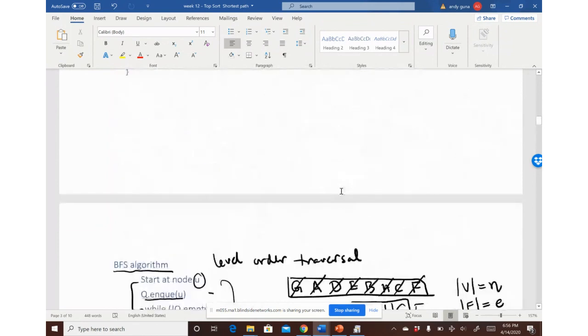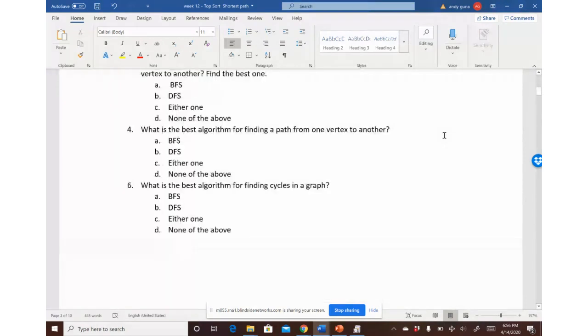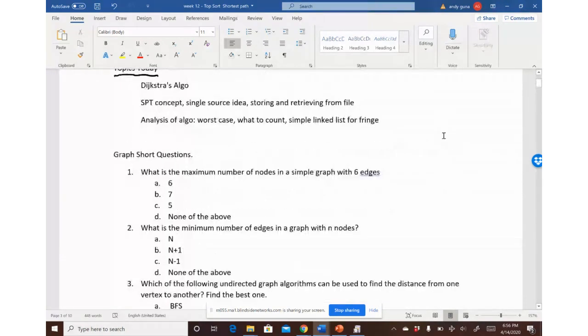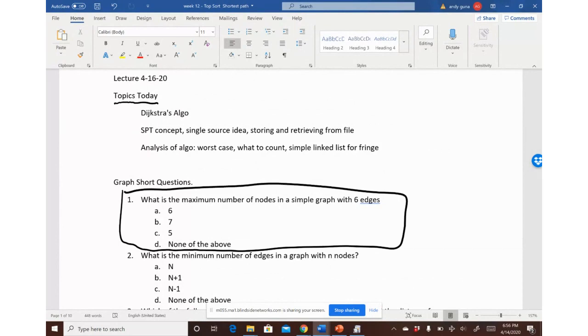Okay, let's go do some questions here. I want to take just a little break, in the sense that let me run a poll here. See if you can find the answer to that.